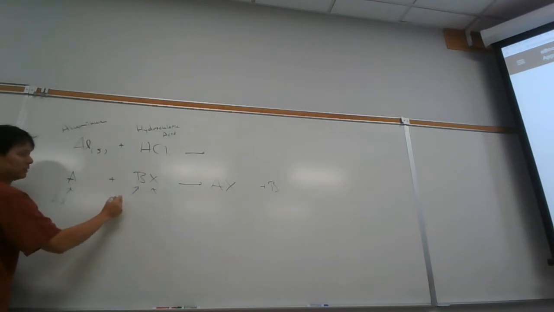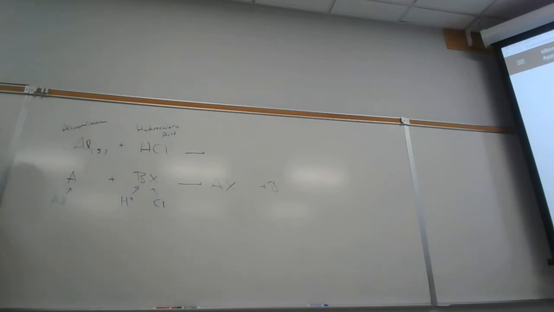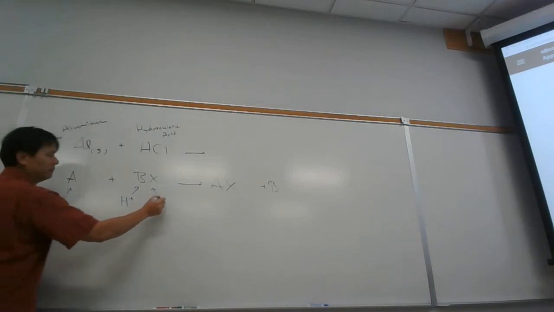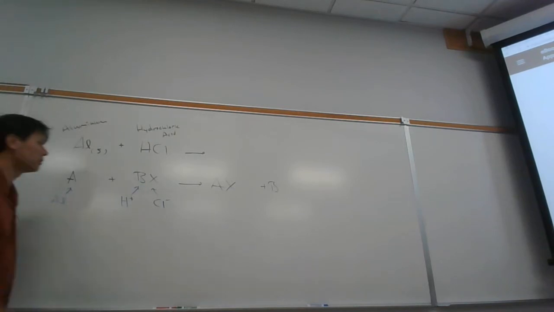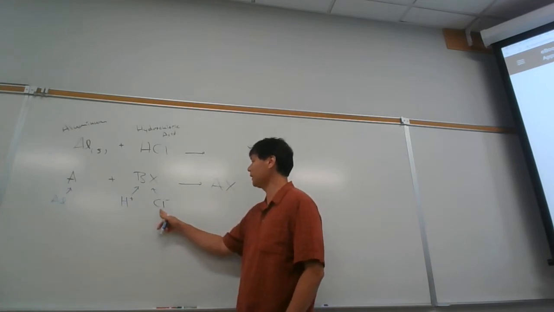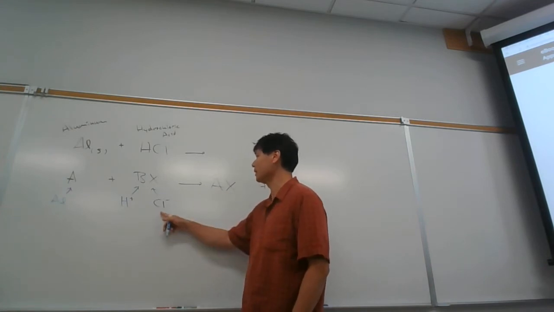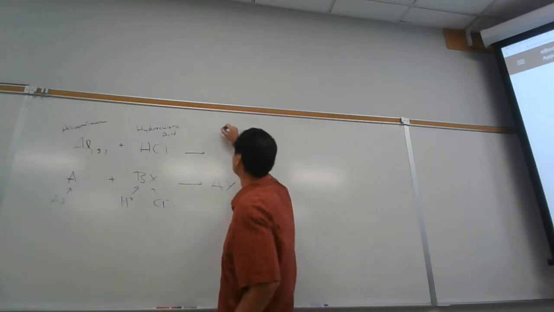The cation is H. And what's the charge on H? Plus. And then Cl has what charge? Negative. And that would be hydrochloric acid. Hydrochloric acid is one of the big acids you should know. Okay, so what we're going to form is AX. And so X doesn't change. X stays chloride. It's a chloride ion. And so we're going to form aluminum chloride. That's what we should form here.